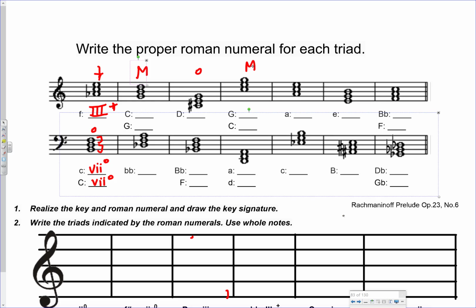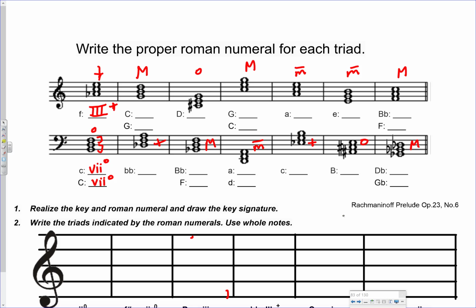The next one, A C E, is a minor triad. E G B is a minor triad. F A C is a major triad. In the bass clef, second measure, D flat F A, that's going to be an augmented triad. B flat D F is major. D F A is minor. E flat G B natural is augmented. A sharp C sharp E is diminished. G flat B flat D flat is major.